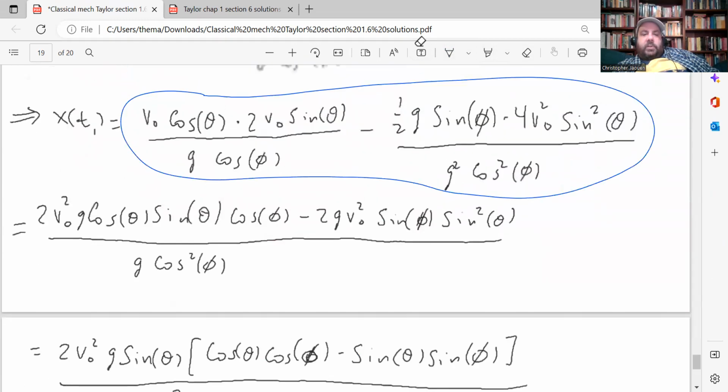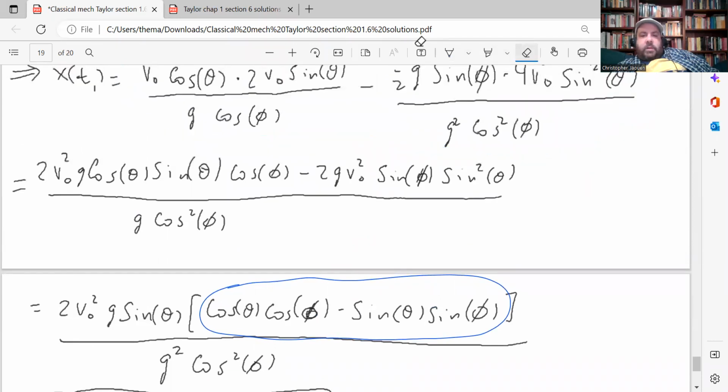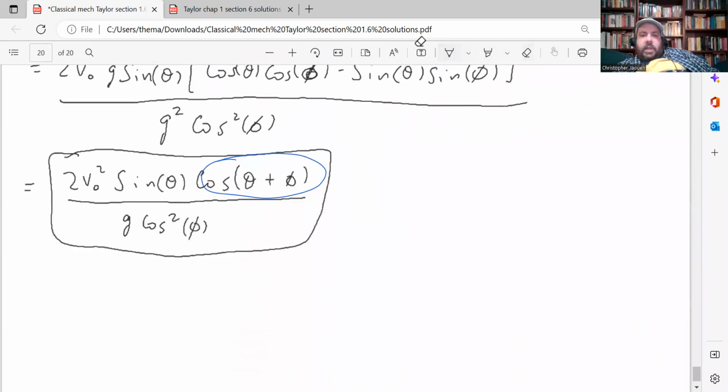Yes, you have to use a few trig identities. For example, when you factor out the sine theta, you get this expression over here. And if you remember, that's equal to cosine of theta plus phi. That's just the sum formula for cosine. And actually in the next problem, we have to use another trig identity, which I'll show you when we get there. All right, so this is the answer. That shows that the distance is what they said it was.